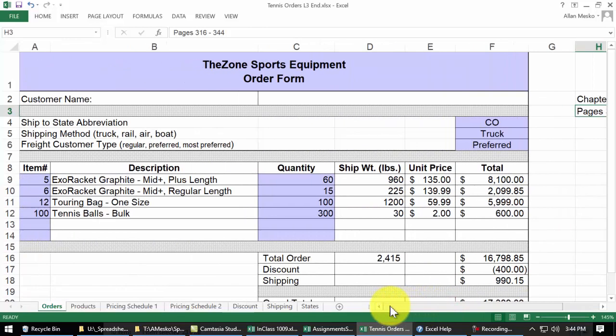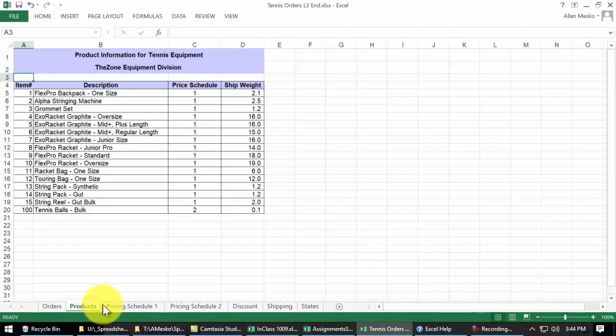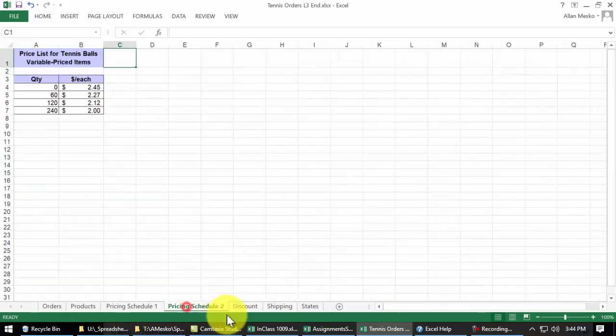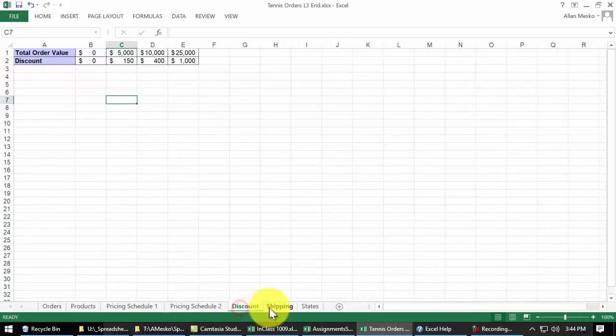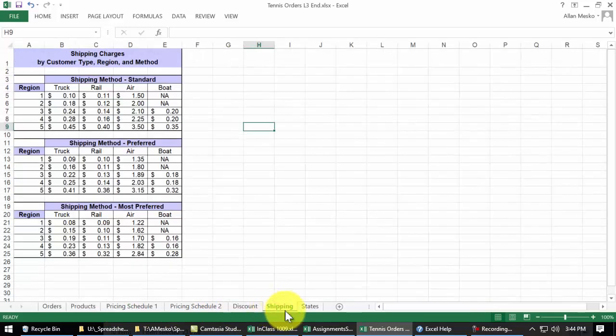Here is the finished spreadsheet with the formulas in place, and we will look at those formulas just to examine how they were put together and why they work. First of all, notice we have different tables on different sheets. We have pricing schedules, we have products, we have a discount, shipping, states, etc.